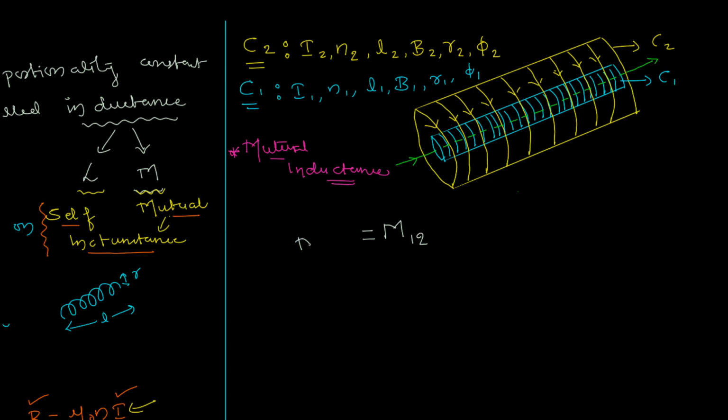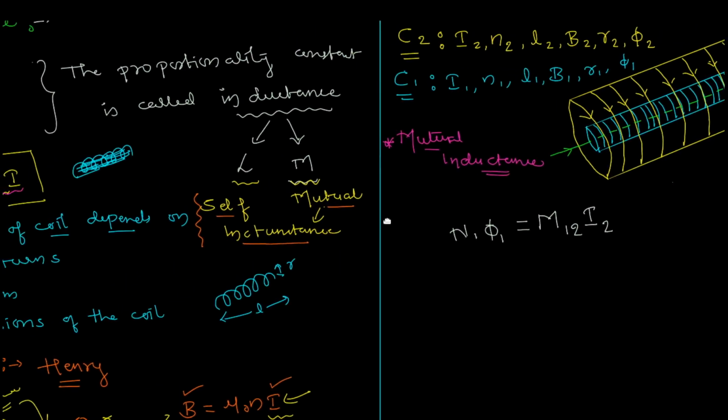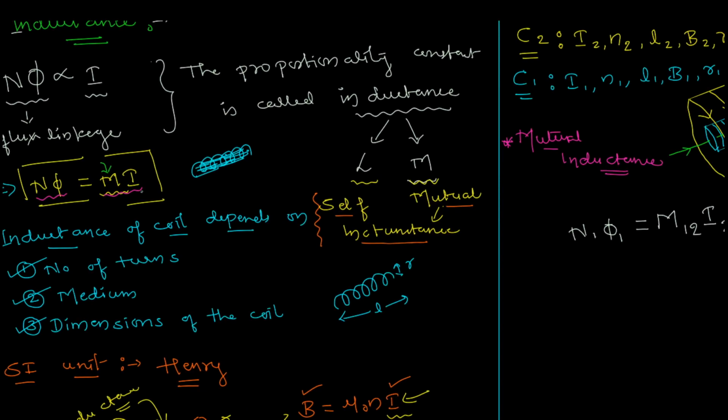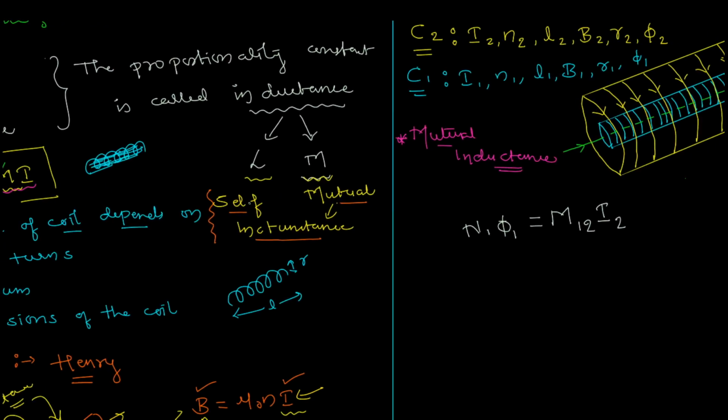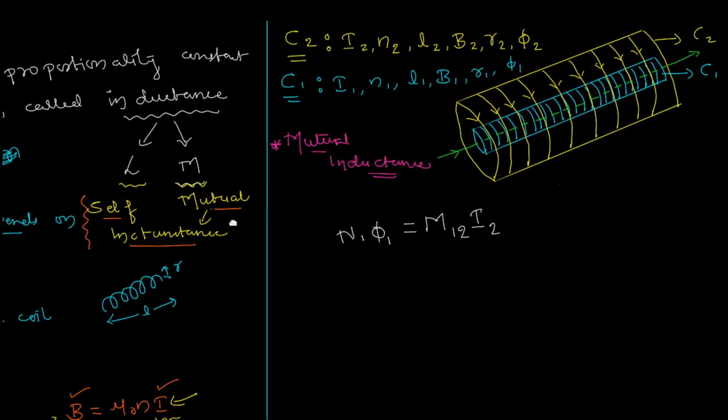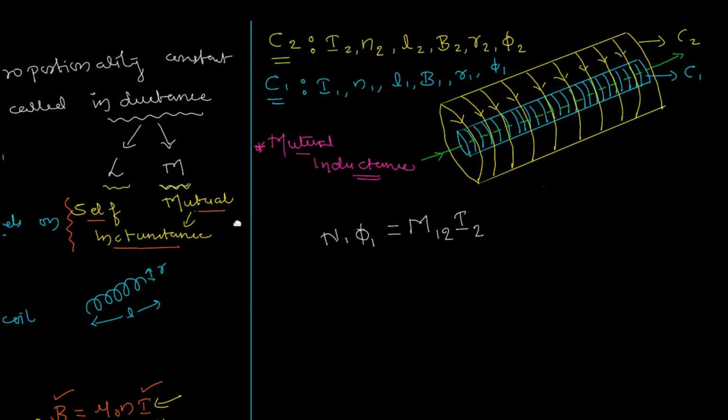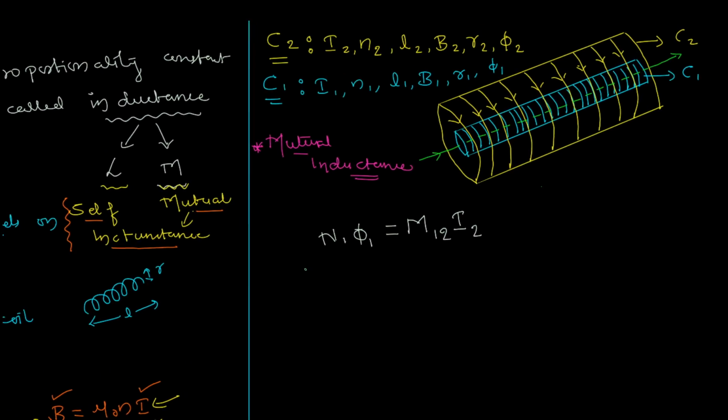So it will be N1 times phi1 is equal to M12 times I2, right? So I'm just rewriting this expression here in the yellow box with the appropriate variables, right? So I hope this makes sense right now. Alright, now the only thing that is left for us is to identify these terms, right? So let's do it one by one.